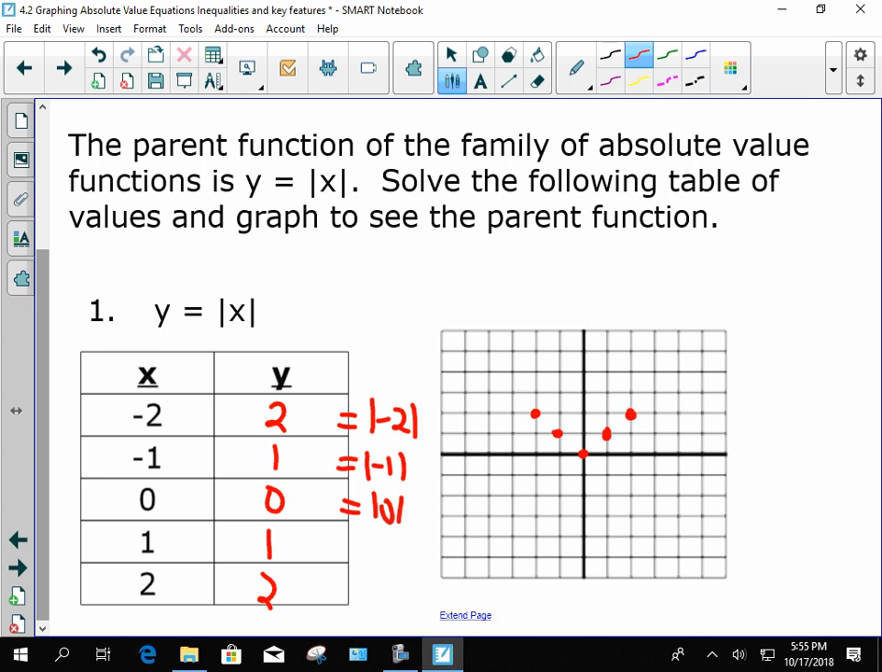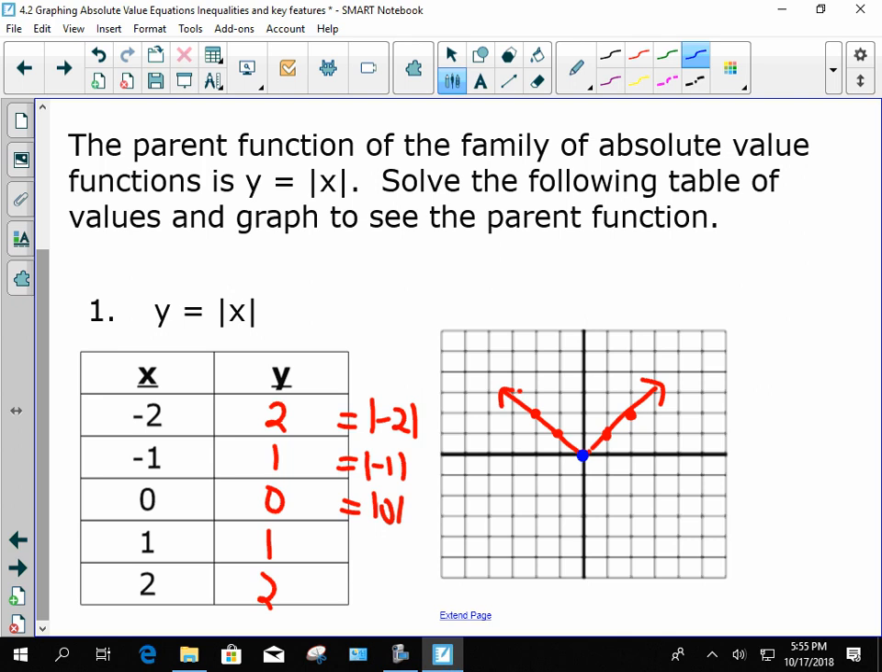So as you can see, when you have an absolute value, you have a V, and the vertex is at the origin. I just spaced on what that is. It's been a busy day. The vertex is at the origin, all right?